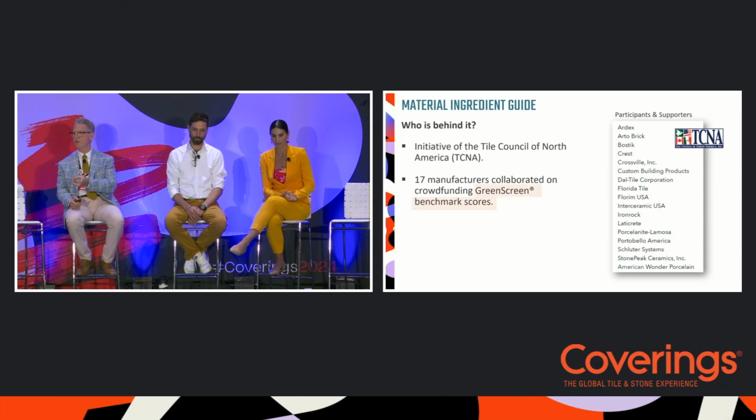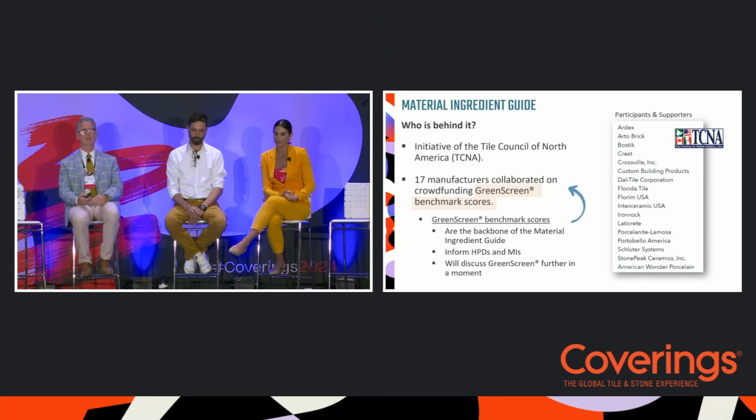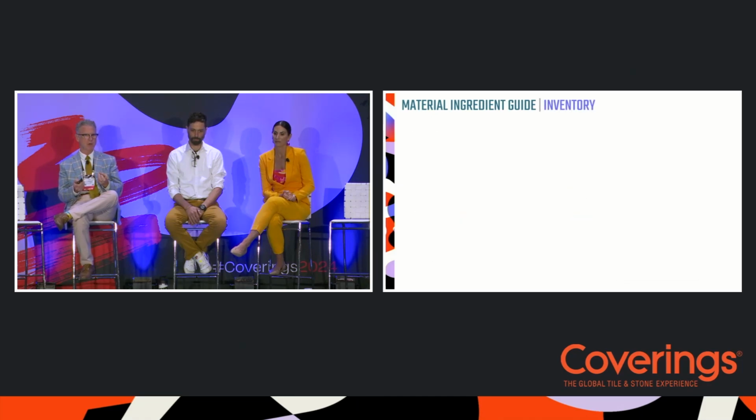We're not going to talk too much about EPDs, but know that there are also collectively developed environmental product declarations on the TCNA website. So the Material Ingredient Guide really takes a deep look at what's in the tile and evaluates each of the ingredients on a green screen scale. The 4 being the best, 1 to 4, the higher number being better. Okay, so that's the backbone of the Material Ingredient Guide.